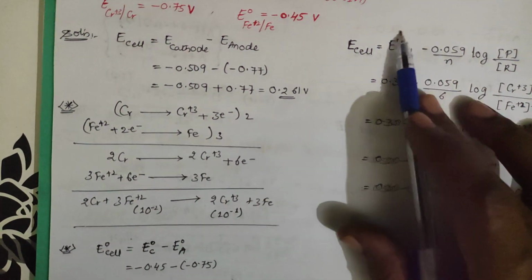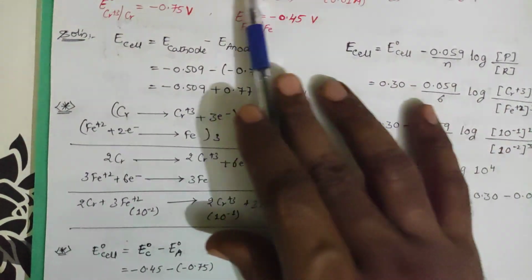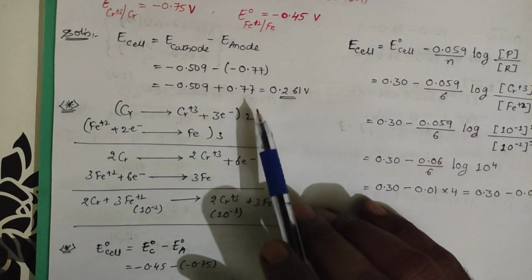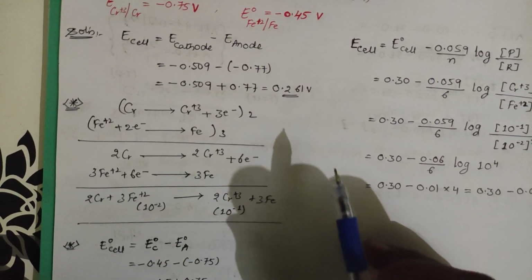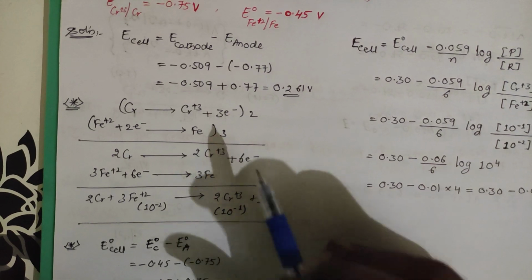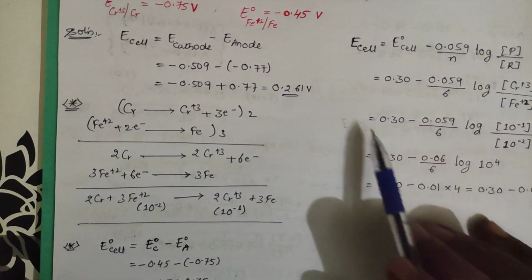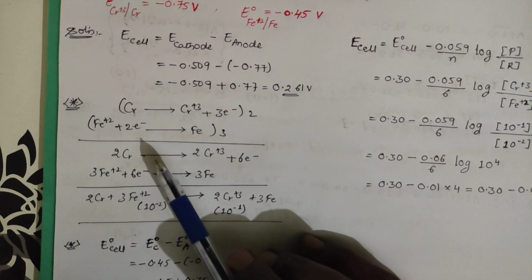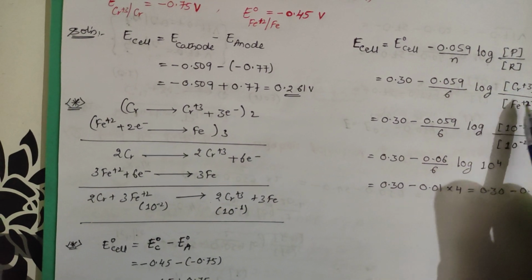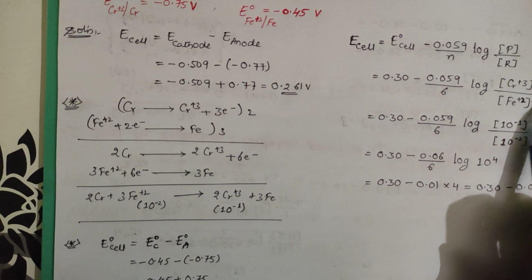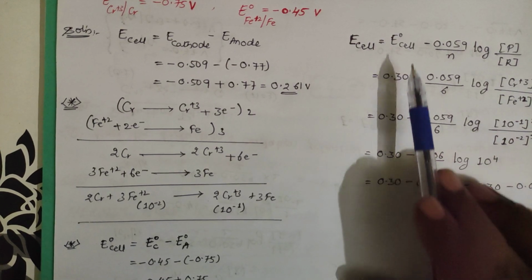This E naught is nothing but RHS minus LHS. What is the RHS value? 0.059. How did you get this? You can calculate the cathode individually. If you substitute both the things in the single equation, you are getting Cr plus 3 by Fe plus 2, 0.30. This is the E naught of the cell.